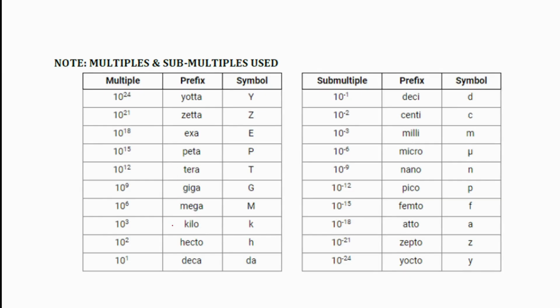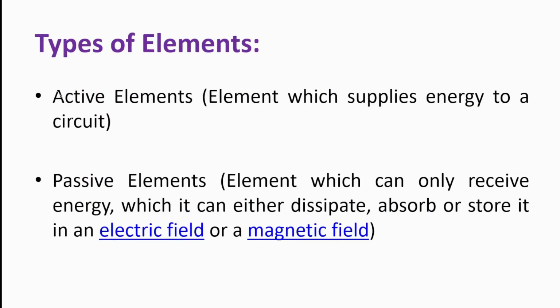Now, when we are representing any element, the power or any values of current, voltage or anything will be represented in terms of different multiples. So these are the different multiples with the prefixes like deca, hecto, kilo, mega, giga, like that. And sub multiples like femto, pico, nano, micro, milli, centi, deci, like that. So the corresponding symbols are the used symbols.